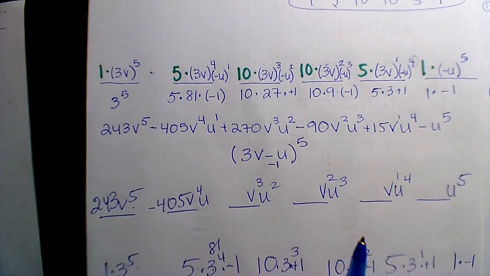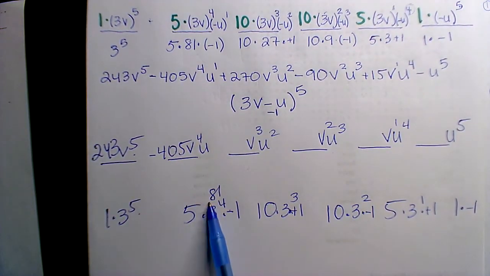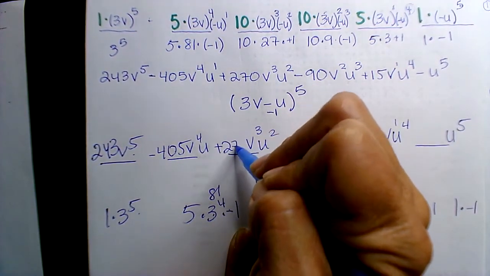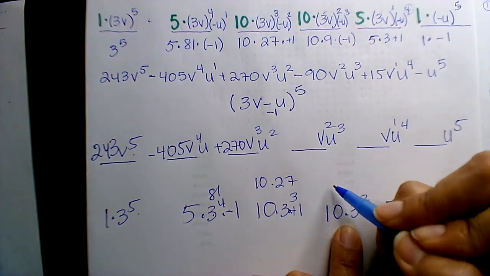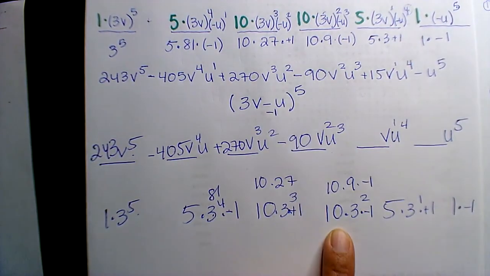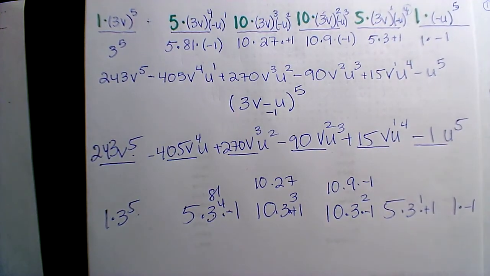But if you are here, you realize it's only the coefficients that you're really messing with to make sure you get them right. So then this is 10 and 27, and there's my 270. This is 10, 9, and negative 1, and so there's my negative 90. This is 15, and this is negative 1.